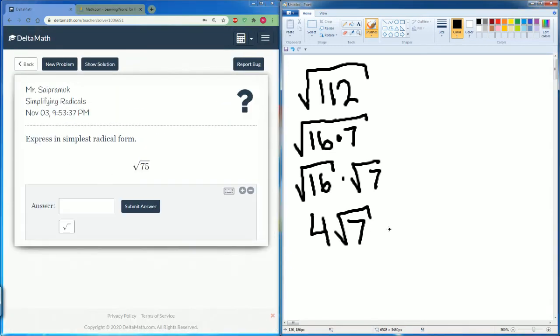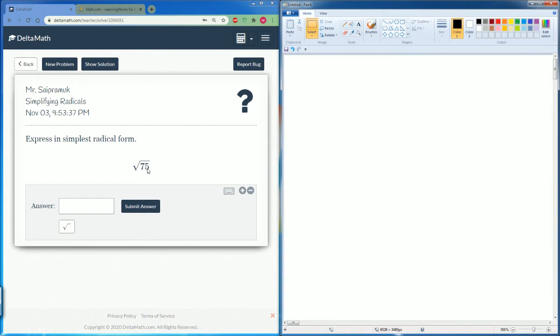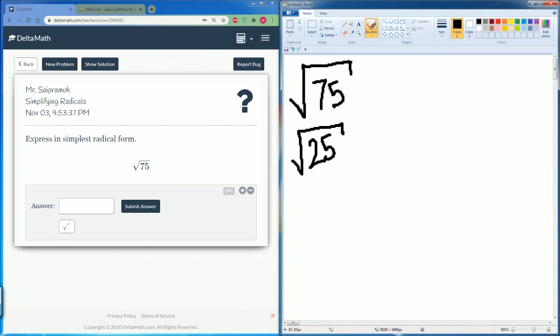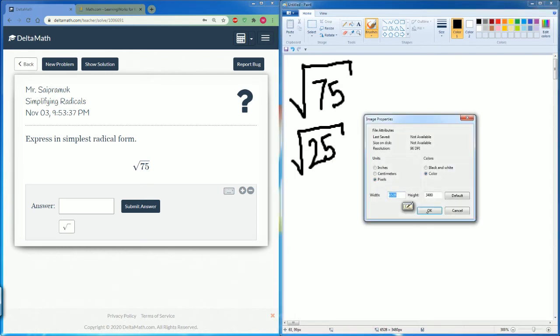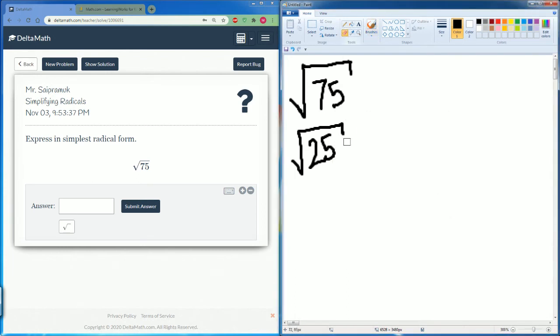Now we have radical 75. Ooh, it ends with a 5. So we could probably use the square root of 25. So the square root of 75 can be broken down into 25 times 3. Okay, we split this into its individual radical 25 and radical 3.